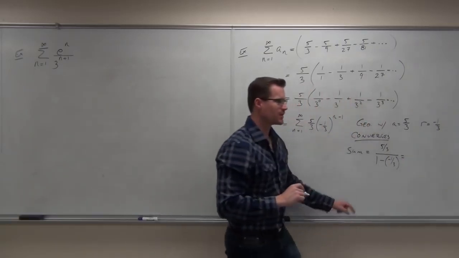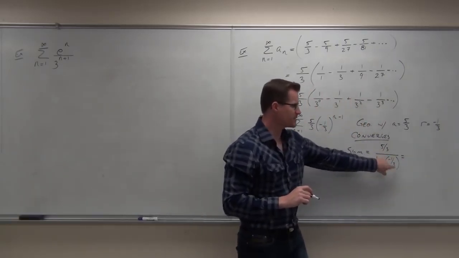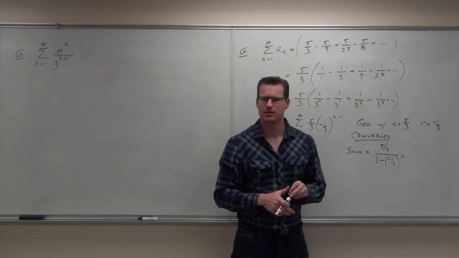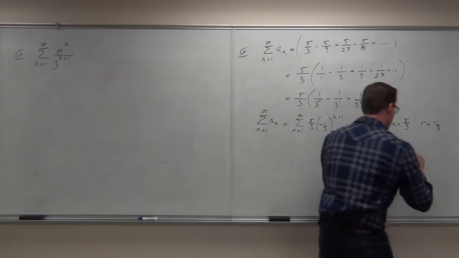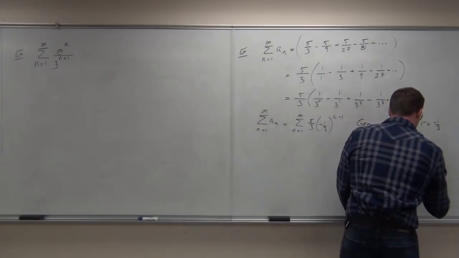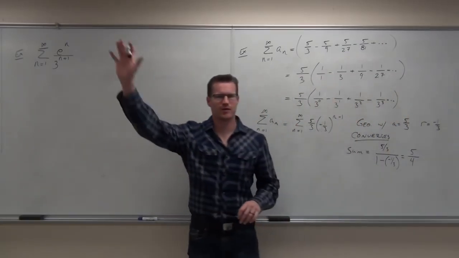Did you guys do that as well? 5/3 over 1 minus negative 1/3. How much is that all said and done? 5/4. Okay, so our sum is 1 and 1/4. How many people found it?